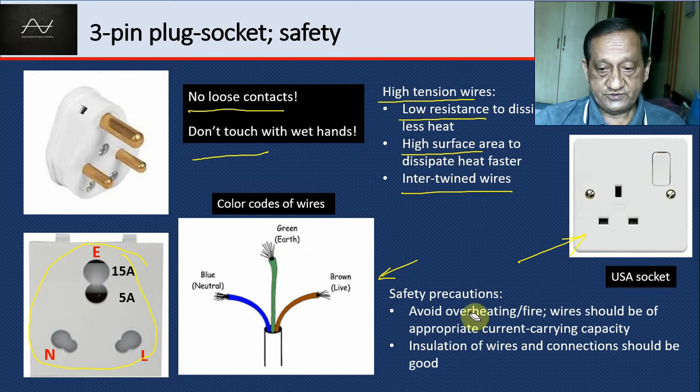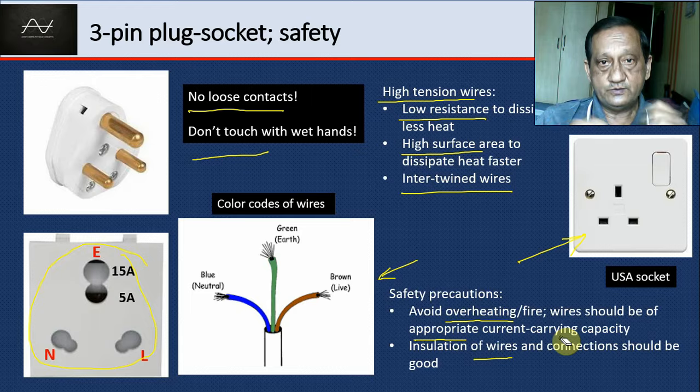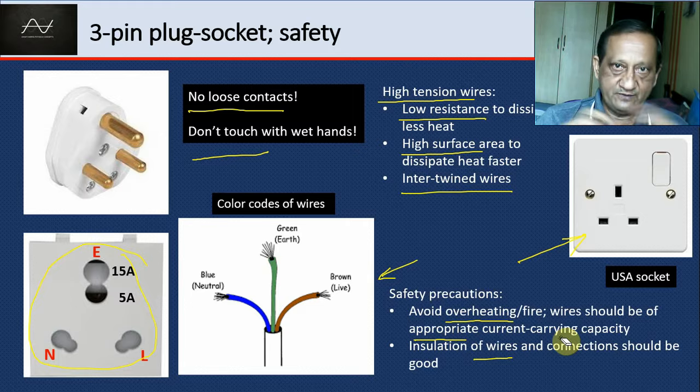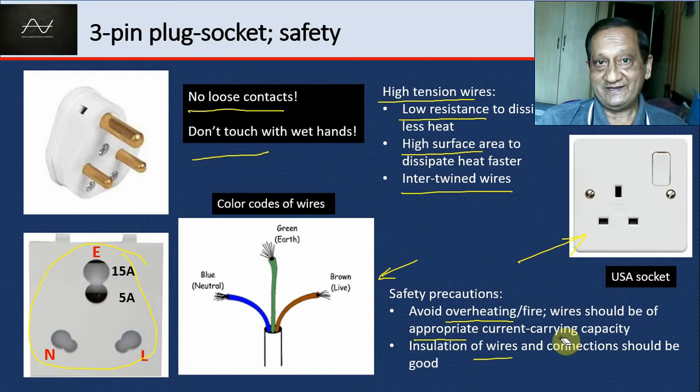Safety precautions are required. Avoid overheating. Wires should be of appropriate current carrying capacity. Insulate the wires properly. Connections should be strong, tight fitting, no loose contacts, no loose hanging wires, proper insulation. Electricity is a very good servant if handled well, but can be a monster if you don't take precautions. Right? So that completes this chapter.